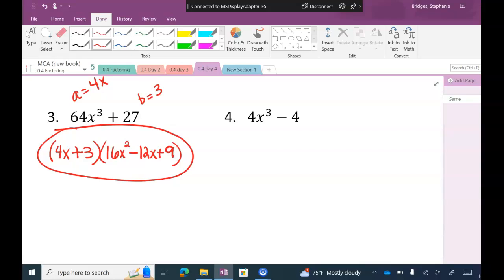Are we ready for 4? Here's a hint. These have a GCF you need to pull out before they're cubes, because 4 is not on my perfect cube list, is it? So pull your GCF out first, then continue to factor. Go ahead and try. There is a GCF that you're going to have to pull out first before you have 2 perfect cubes that can factor.